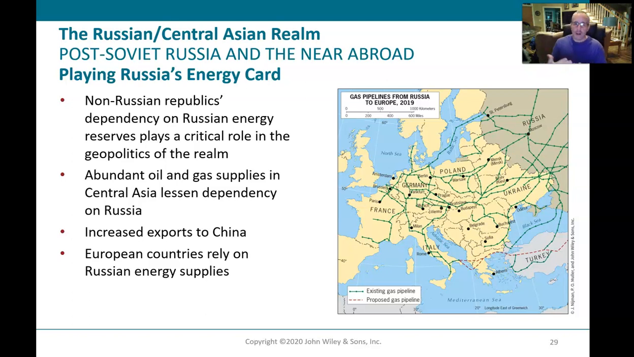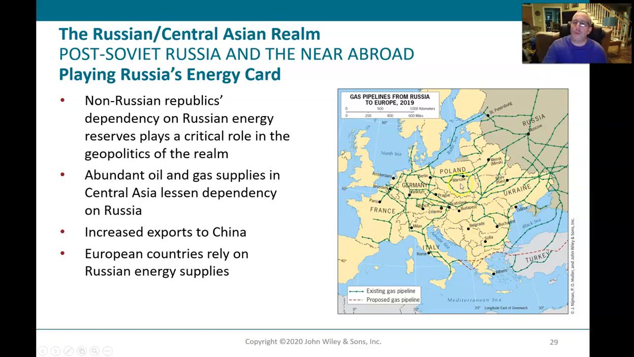So again, I've already mentioned this. These are some of the energy pipelines that you're going to see from Russia to Europe, and you can see there's a whole lot. Germany, Poland, all the way to France and Benelux up here, you see a lot of gas pipelines.